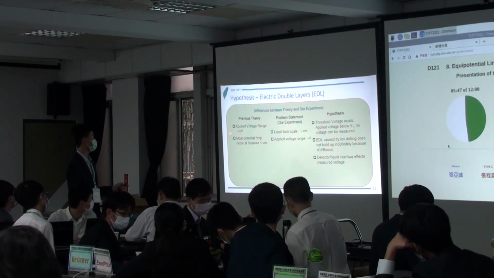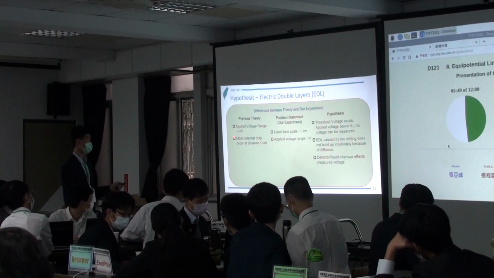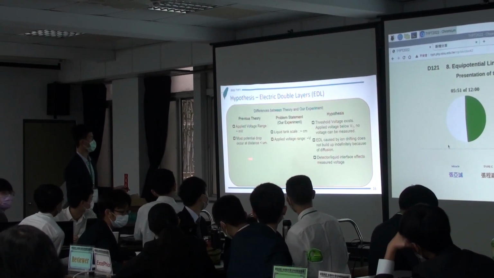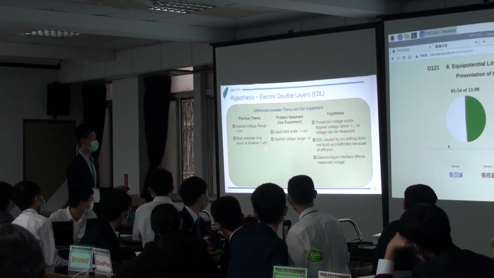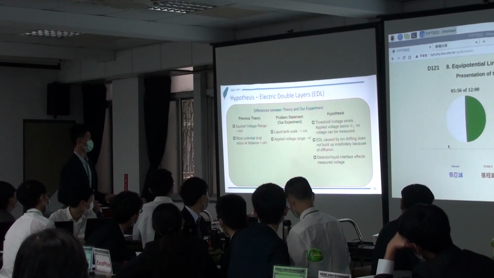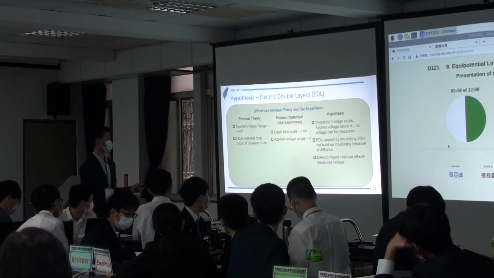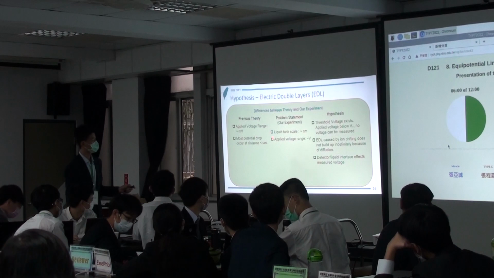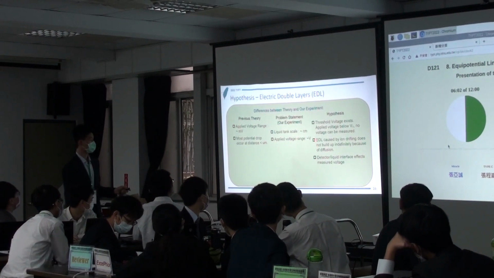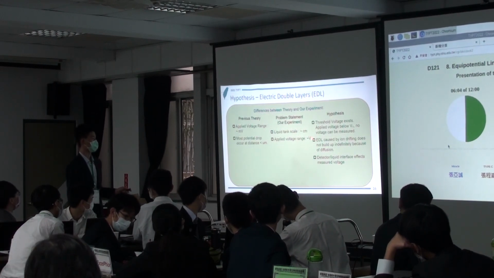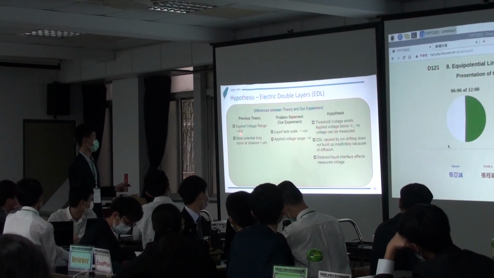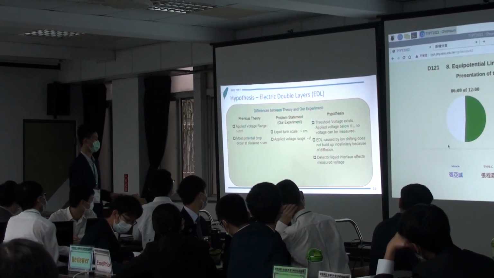But the range it applies is in the range of millivolts, which is very small. And most potential drops occur at a distance of micrometers from the surface of the electrode. And in our experiment, the scale of the liquid tank is in centimeters, and our applied voltage range is in the scale of volts, which is very large, and much larger than microvolts.